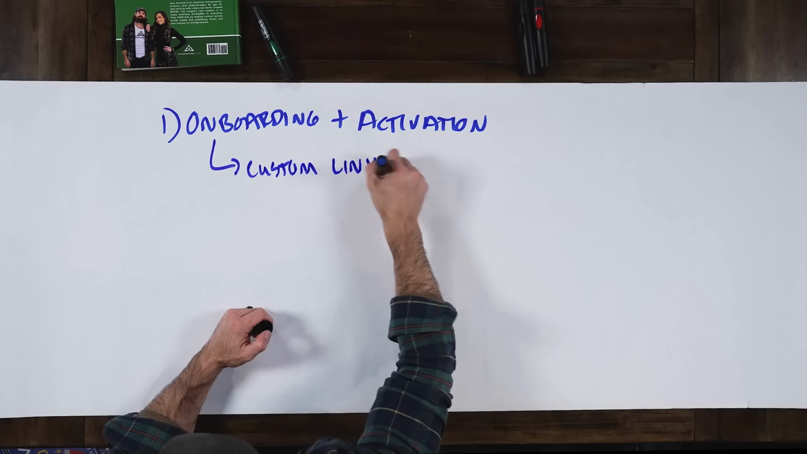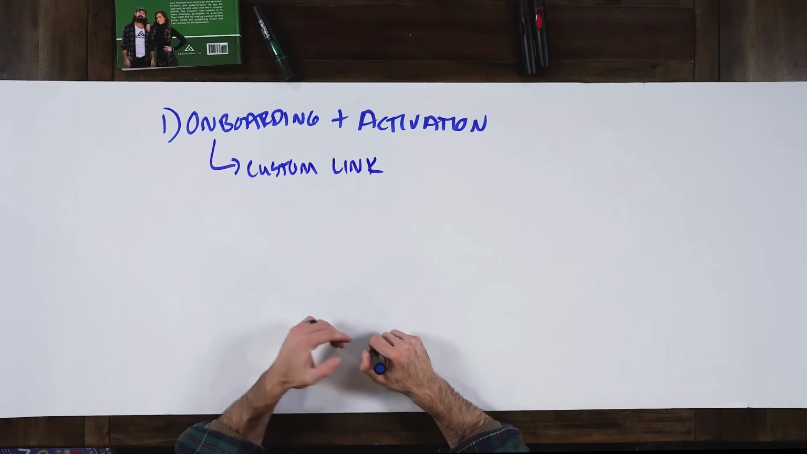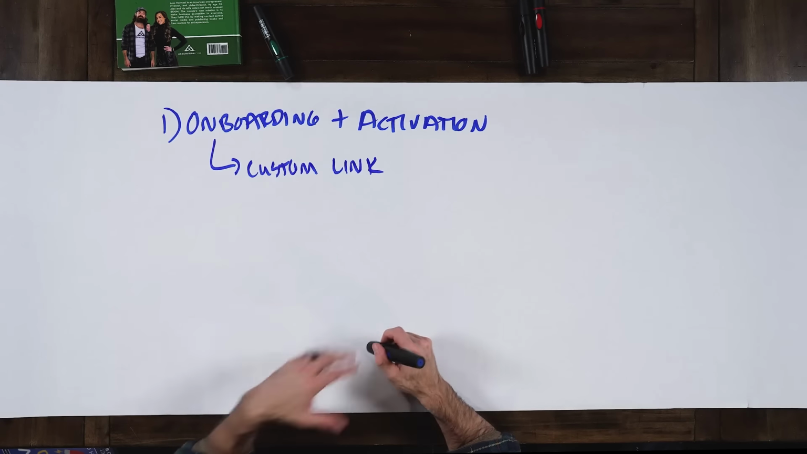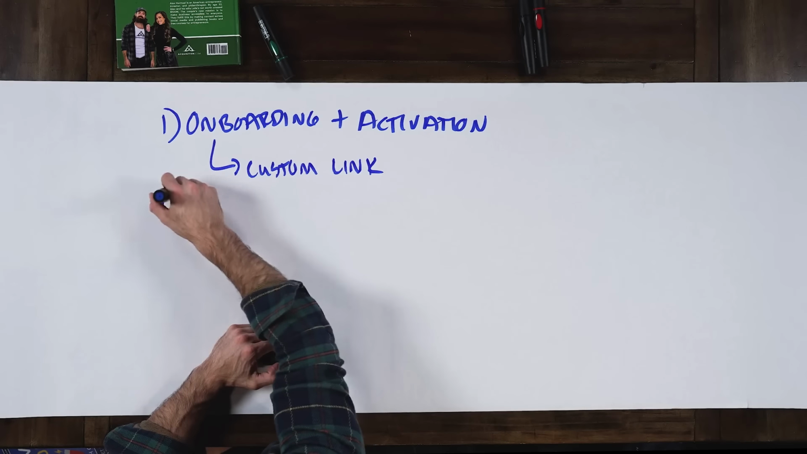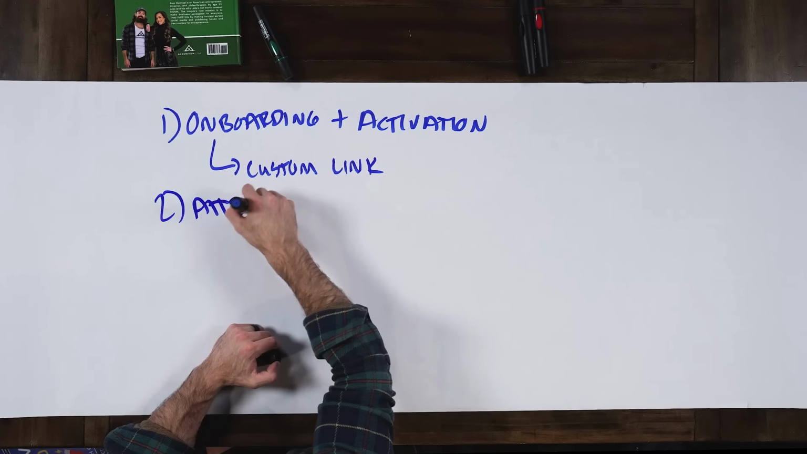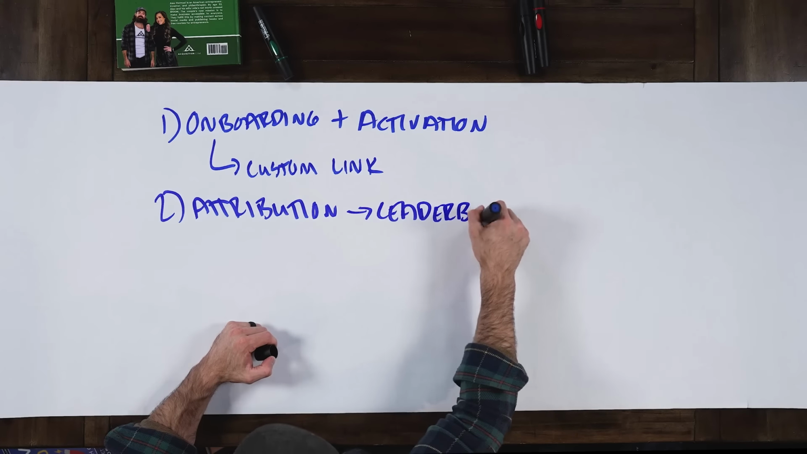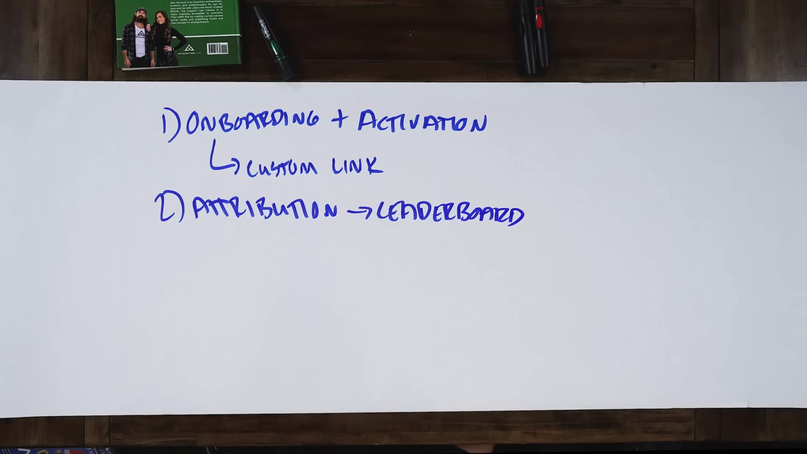Because if they don't believe that you have good attribution tracking, they're like, wait, why am I gonna send all this traffic if I don't know that you're actually gonna count it for me? So we have to have a custom link that they know, and we have to demonstrate that we have good attribution. Now the way that we do that is through a leaderboard. So we wanna show in real time that their stuff is getting tracked and they can know how they stack up compared to everybody else.